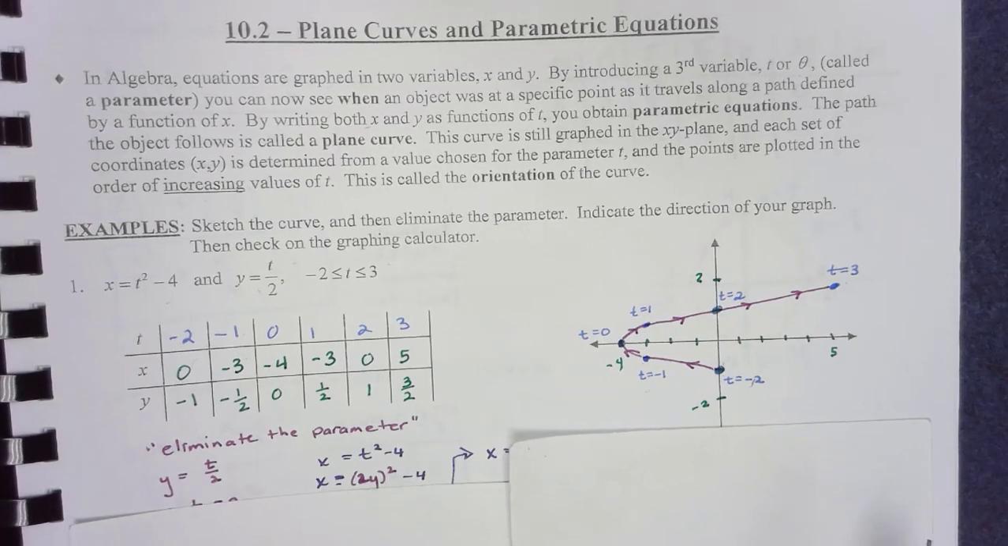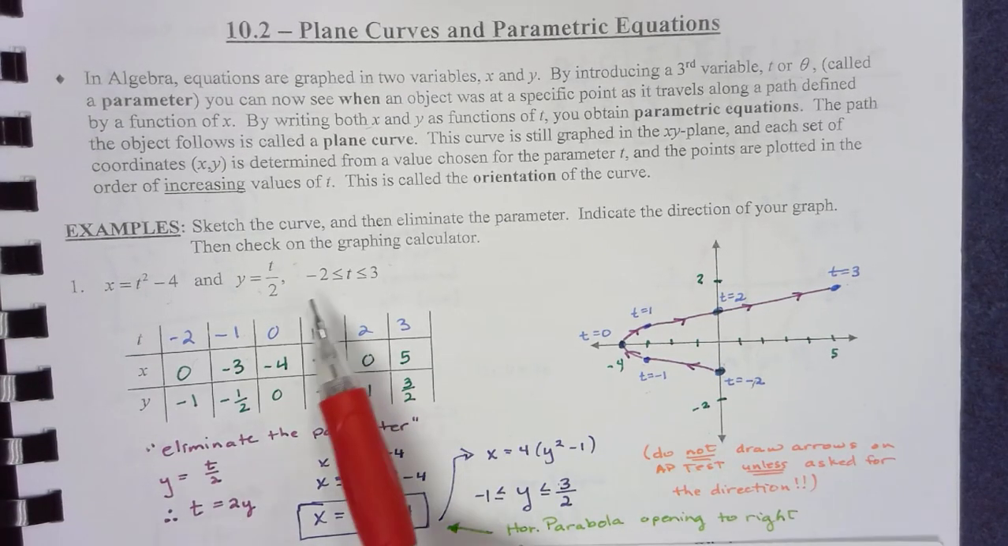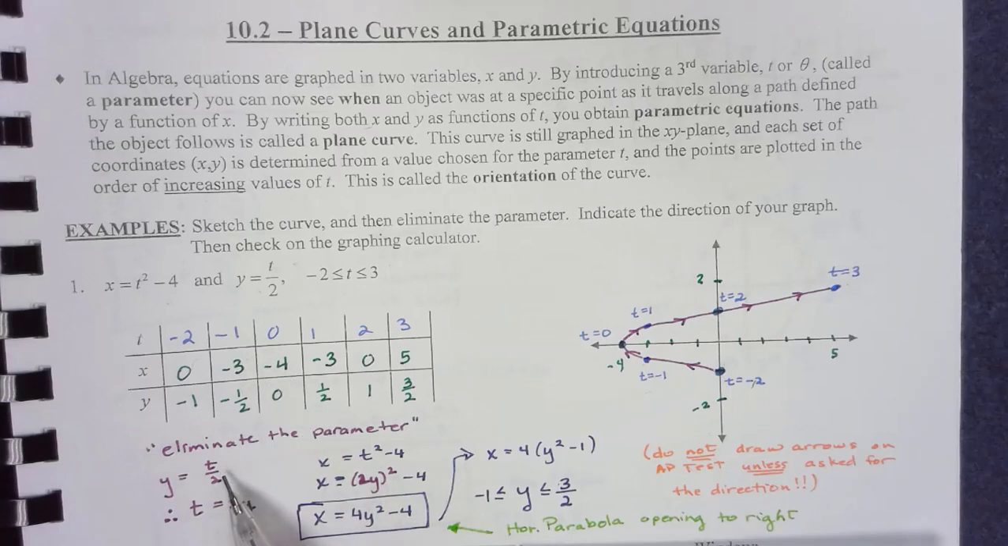So how do I eliminate the parameter? It's real easy. I'm going to take this equation, y equals t over 2, and solve for t, substitute that into my x equation. And notice that we get x equals 4y squared minus 4, so my y is squared. My coefficient is positive, opening in the positive direction.